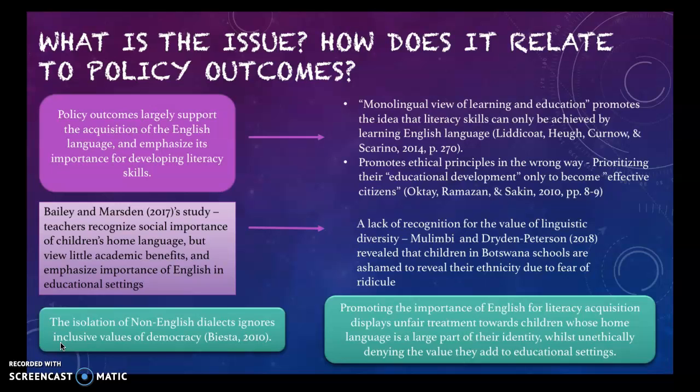Mulumby and Dryden-Peterson demonstrated the effects of the lack of recognition for the value of linguistic diversity as well, where they revealed that children in Botswana schools are ashamed to reveal their ethnicity due to fear of ridicule. So the importance of the child's home language for the acquisition of literacy skills has been ignored, and little credit has been given to the contribution it does make.